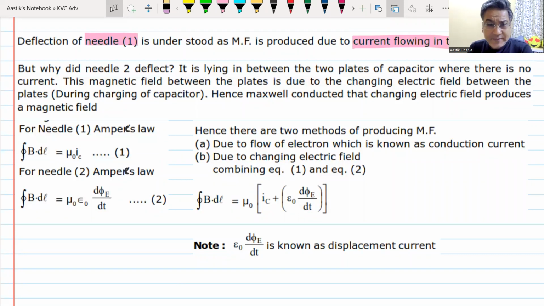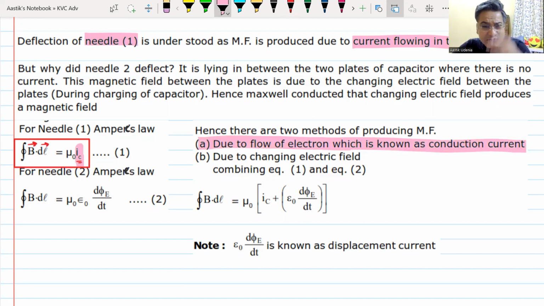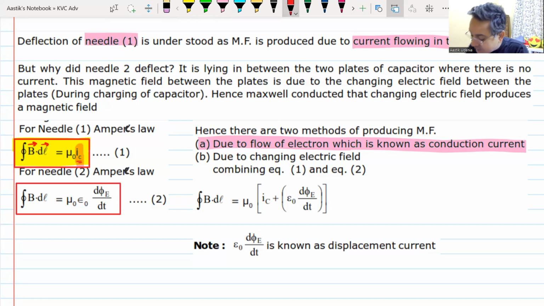So now you can write Ampere's law for the space outside the capacitor plates. You can see that the integral of B dot dl will be equal to mu naught into I_C. You call this I_C the current which is flowing due to conduction, because of potential difference. We call it the conduction current. Do we understand this? Yes. This is the line integral produced because of the current flowing in the wire. In between the capacitor plates, you can write the equation for the integral of B dot dl like this: mu naught into epsilon naught into d phi E by dt. d phi E by dt is the rate of change of electric flux with time. Do we understand this?